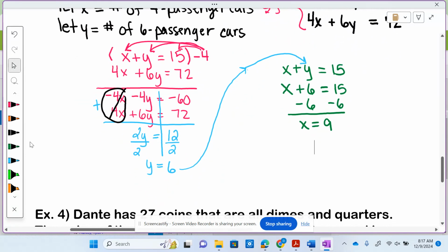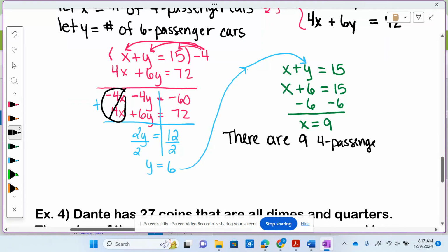What does the x represent? So there are 9 4-passenger cars and 6 6-passenger cars.